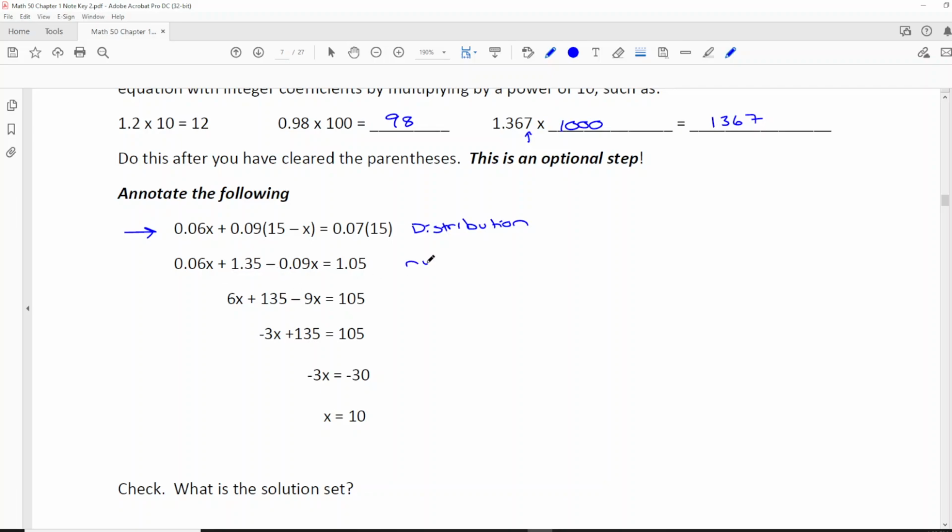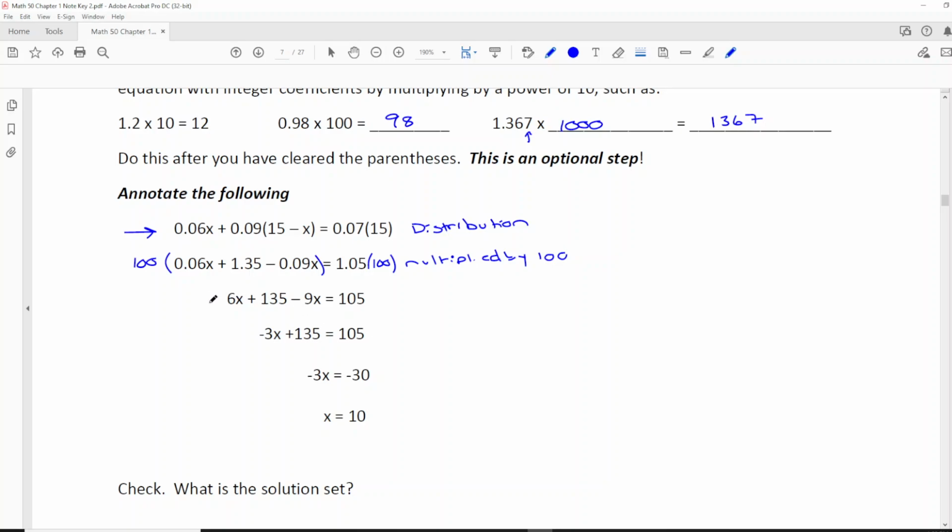What did they do? Well, they multiplied by 100. So they took both sides of the equation and multiplied it by 100, because as long as you multiply every single term by 100, you can do whatever you want. So you would end up with 0.06 times 100 is 6x. 1.35 times 100 is 135. 0.09 times 100 is 9x. And then 1.05 times 100 is 105.